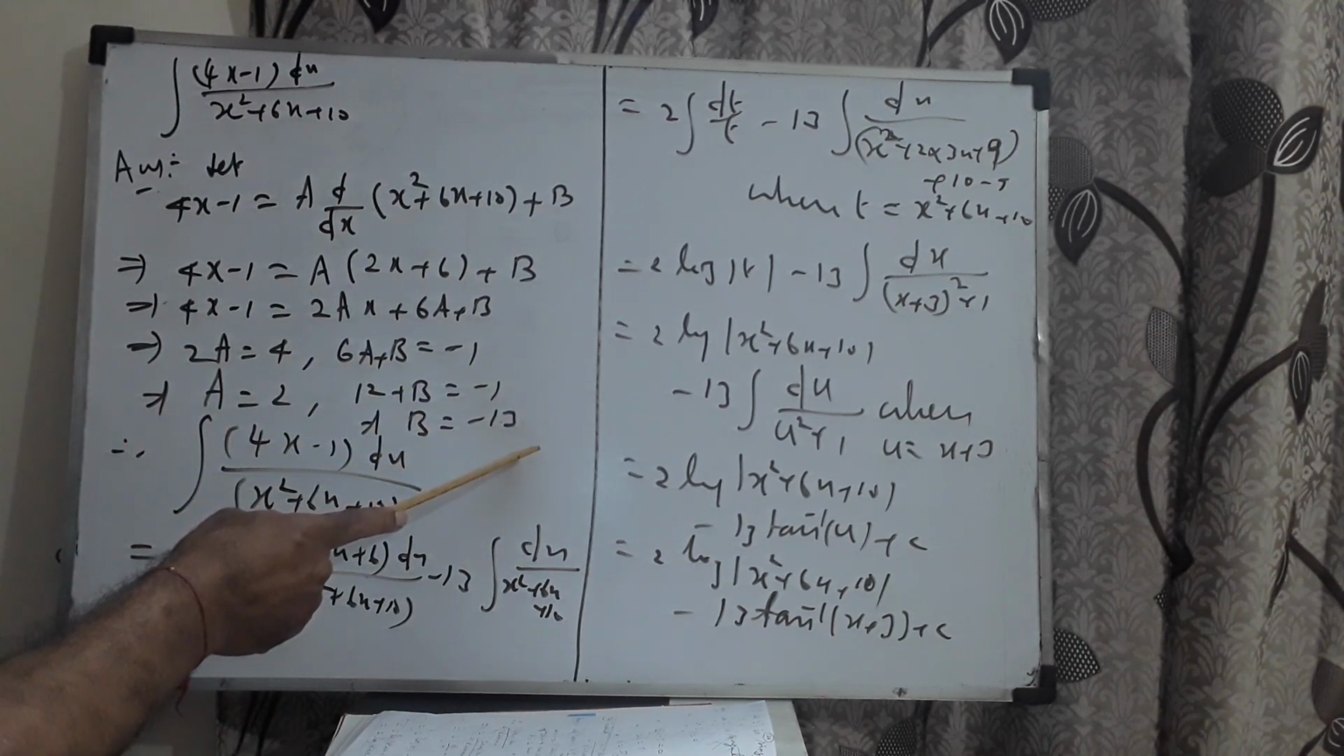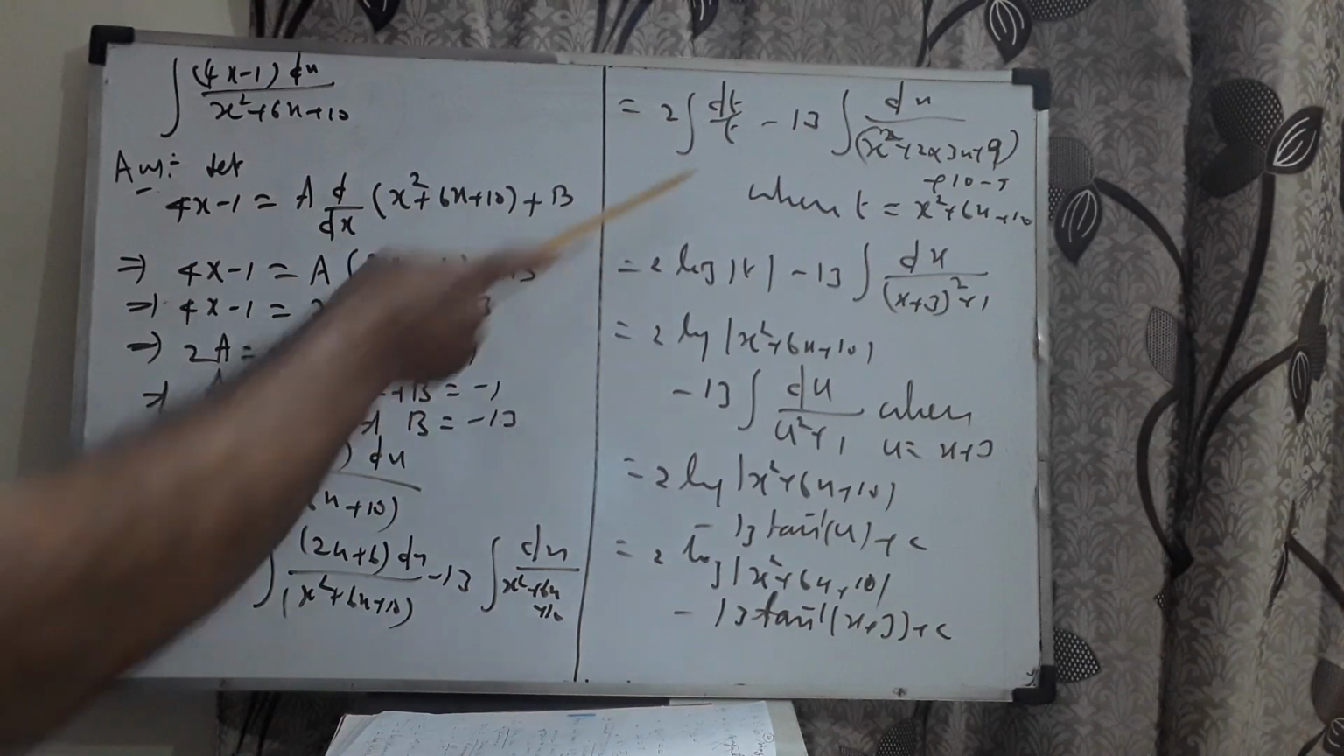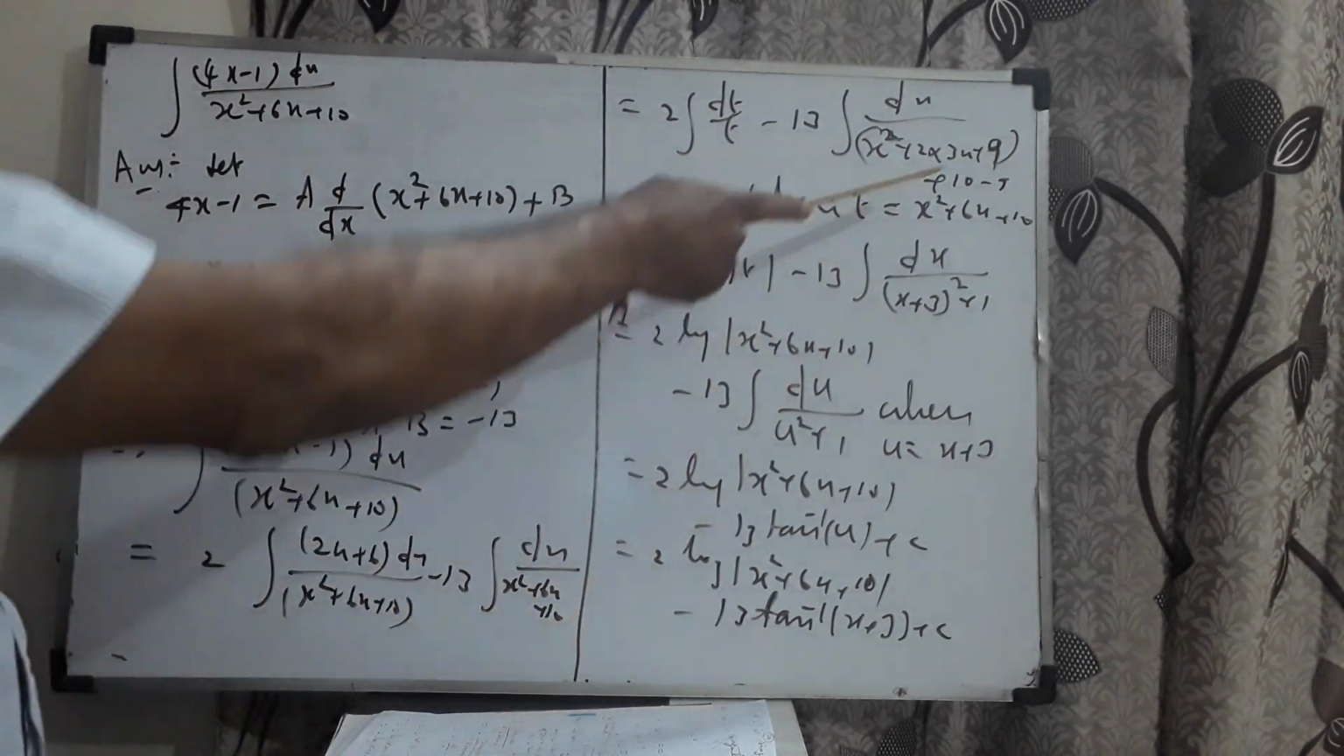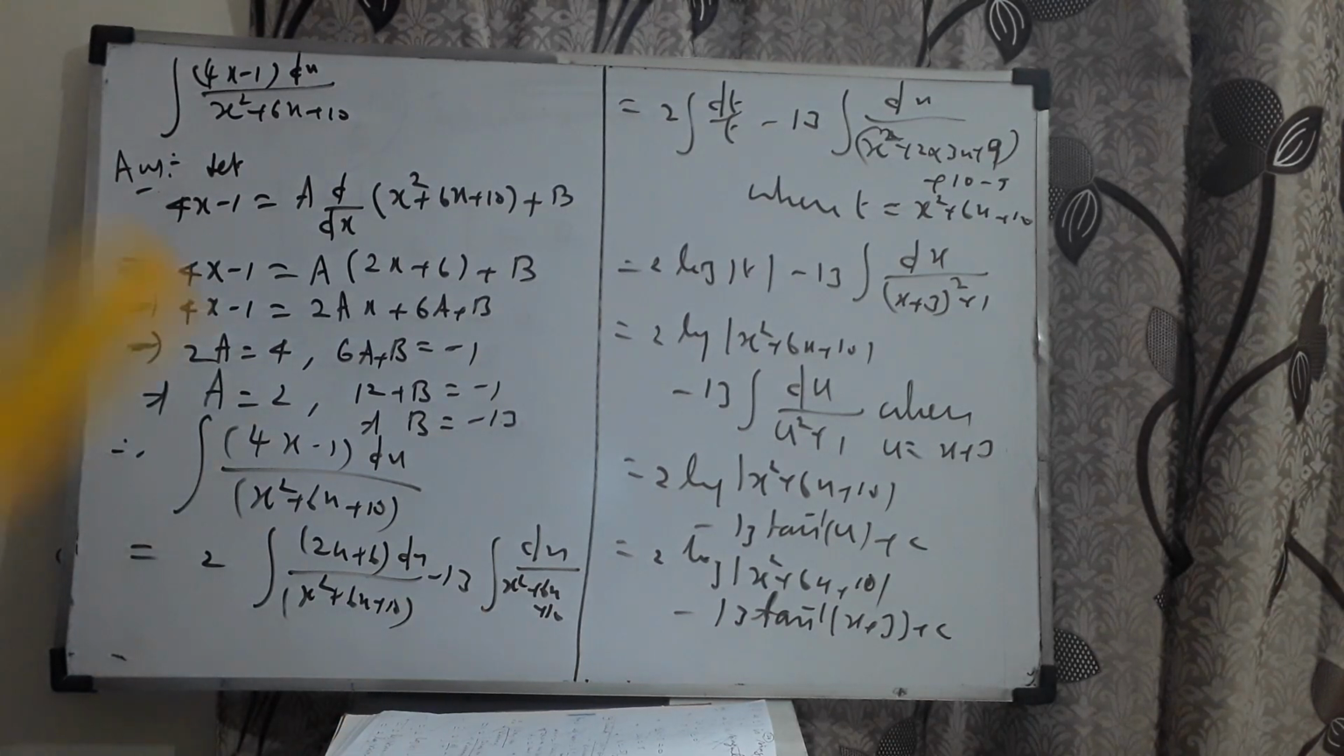B becomes minus 13. Now for twice the integral dt by t, where t is the denominator, minus 13, I'll try to make it a perfect square. After making it a perfect square, if it comes under the format dx by x square minus a square, I'll use the formula 1 by 2a log mod (x minus a) by (x plus a). If it comes under the format integral dx by x square plus a square, I'll use the formula 1 by a tan inverse x by a.